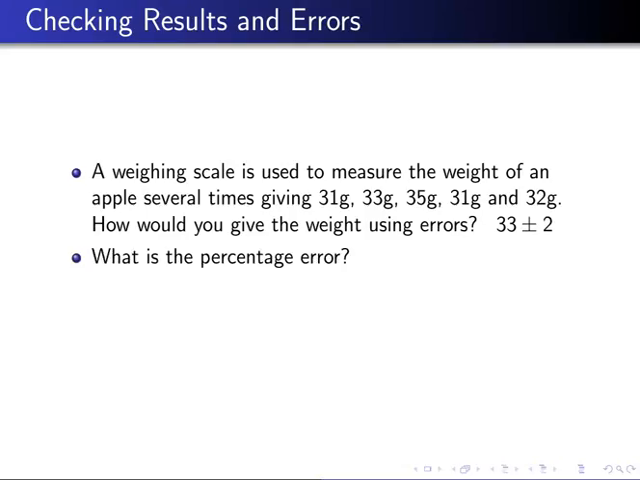What is the percentage error? Well, for that we just divide the error by the weight. So the center of the weight, since we have a range of weights, is kind of 33. So the percentage error is 2 divided by 33, which comes out at 6.06%. The figure is actually 6.06060606, but I'm just giving the first 2 decimal places.